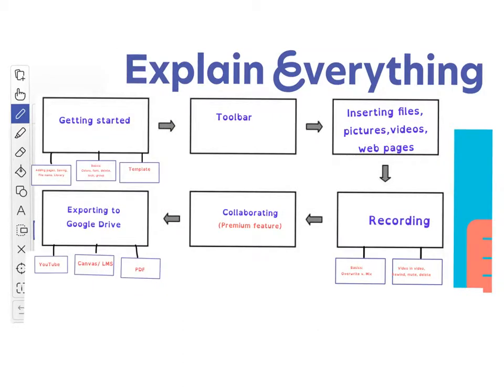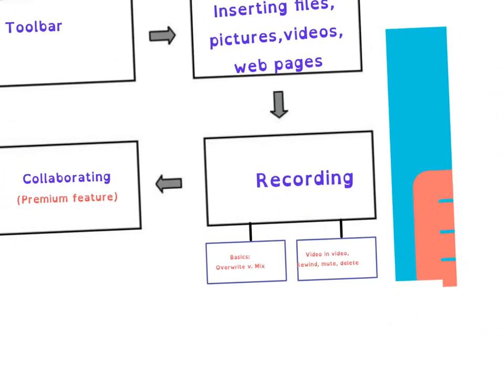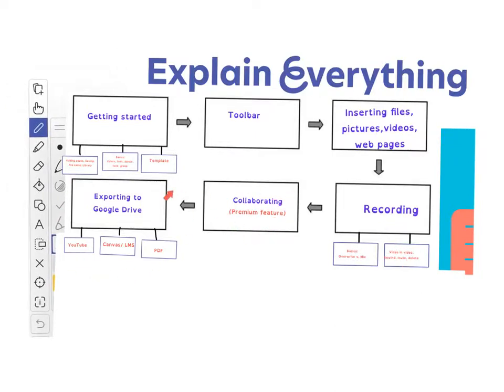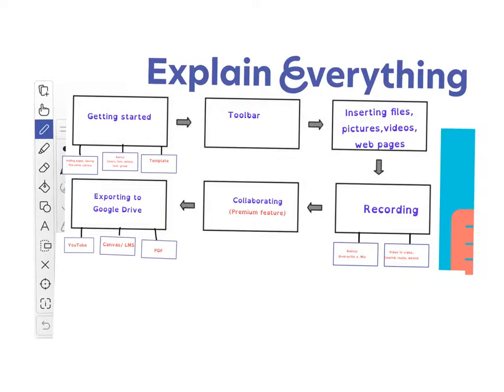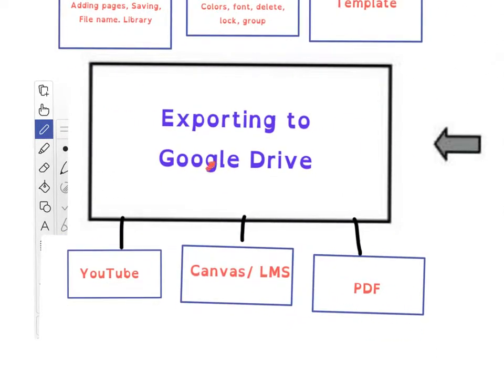You can insert files, pictures, videos, or even web pages. You can record. There's a difference between overwriting and mixing. So mixing is recording over. You could put video within video. The premium feature has that collaboration as well. And you can definitely export to Google Drive or to YouTube or to any learning management system such as Canvas or Blackboard, or even as a PDF if you'd like to just download them as notes. So we're going to go through all of these features one by one.